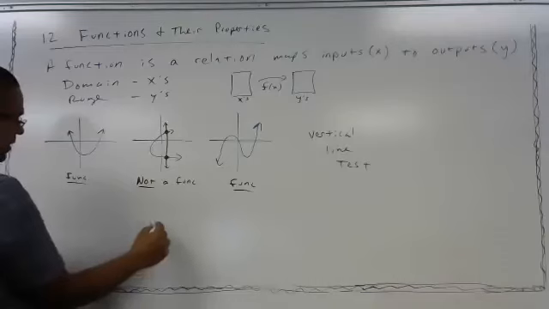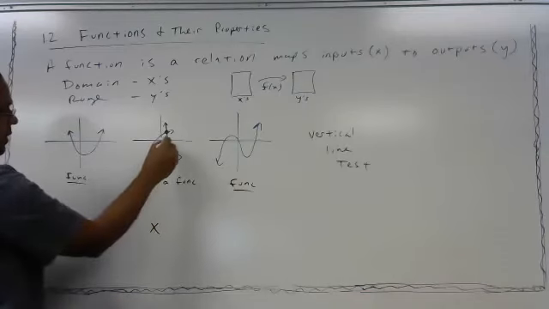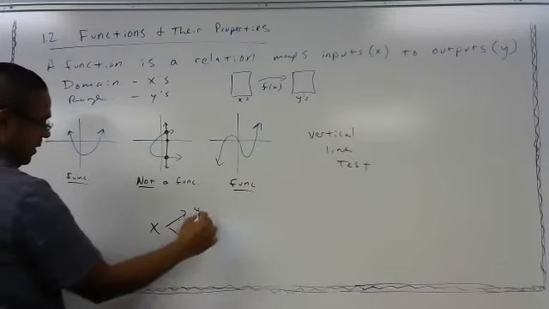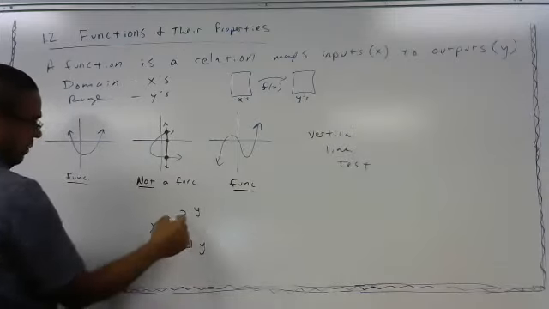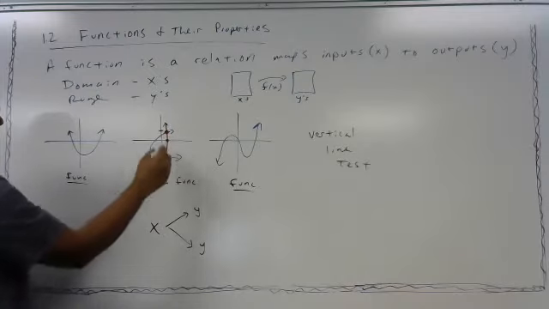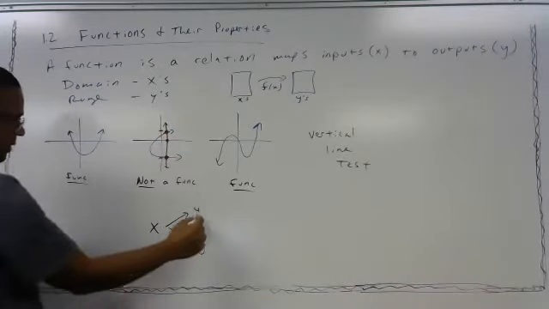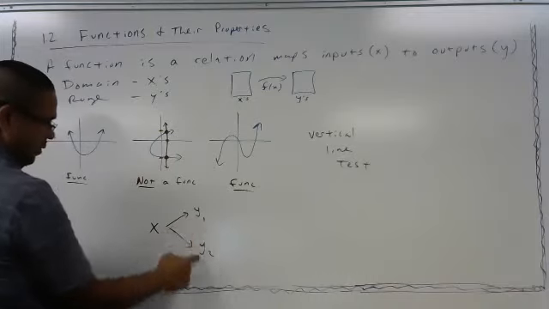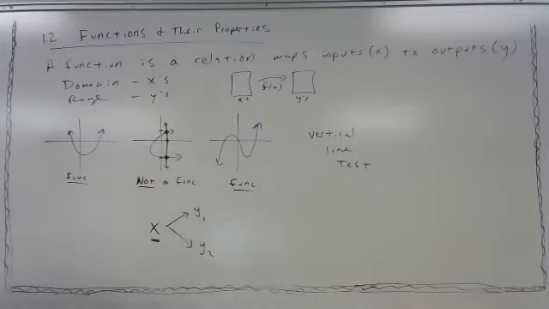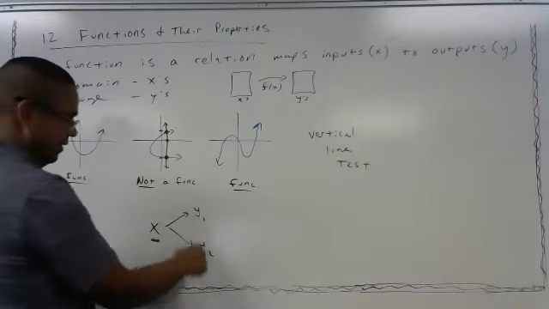This is saying that some x value here is giving me what? 2 different y values, isn't it? So you're saying this x value could be mapped up to here, or it could be mapped down to here. So we're getting two different answers for the same x. Well, that's impossible, isn't it?